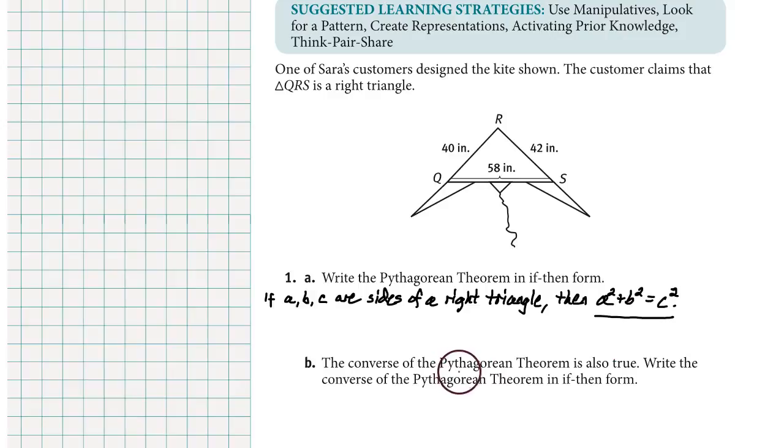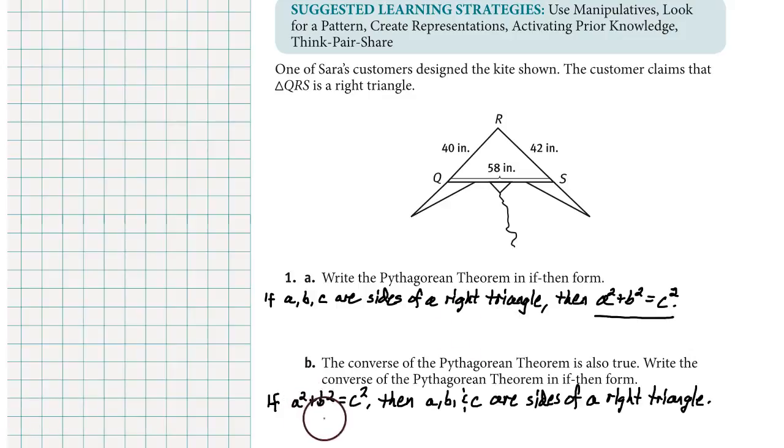For the converse of the Pythagorean theorem, we're going to reverse the order of that sentence. It would look something like this. If we have a triangle and a squared plus b squared equals c squared, then it is a right triangle. Notice that this sentence is the reverse order of the previous sentence, and that's what a converse is, which was an earlier lesson this year. We can use the converse of the Pythagorean theorem to decide if a triangle is a right triangle. I'll pause the video for you to finish writing out A and B here.